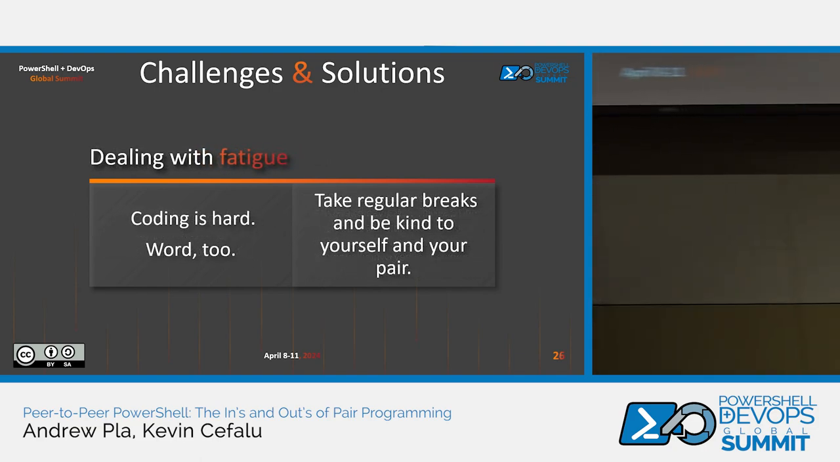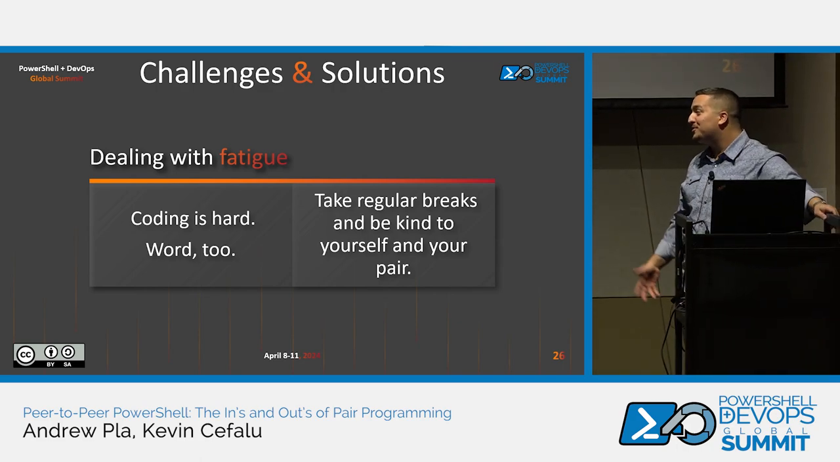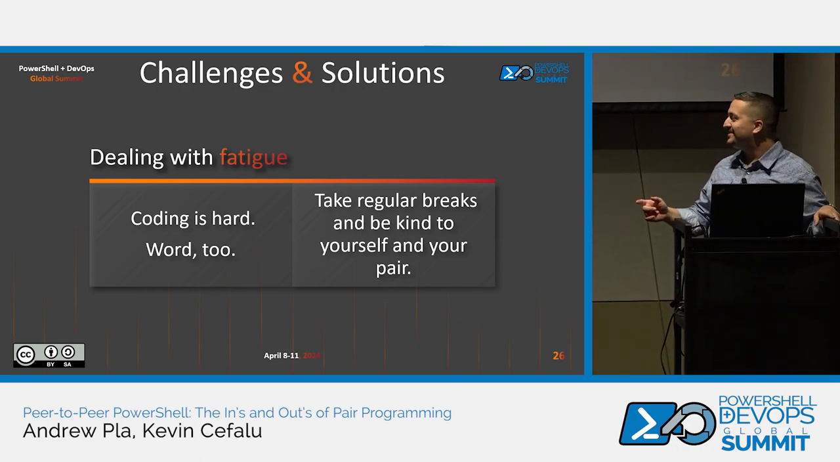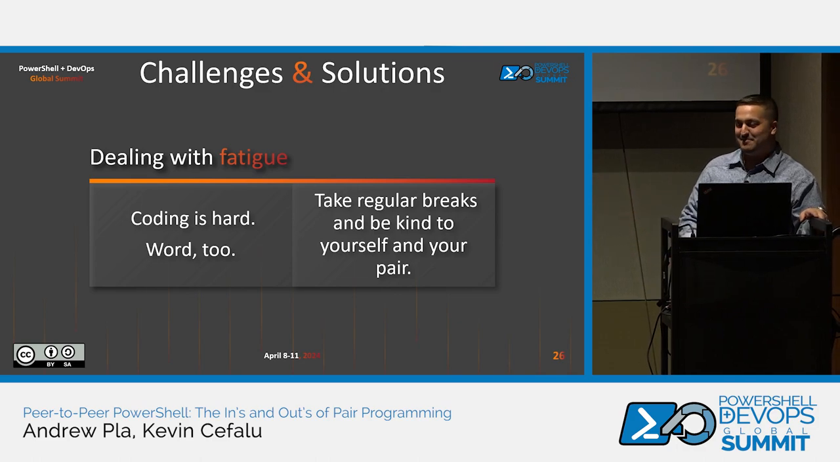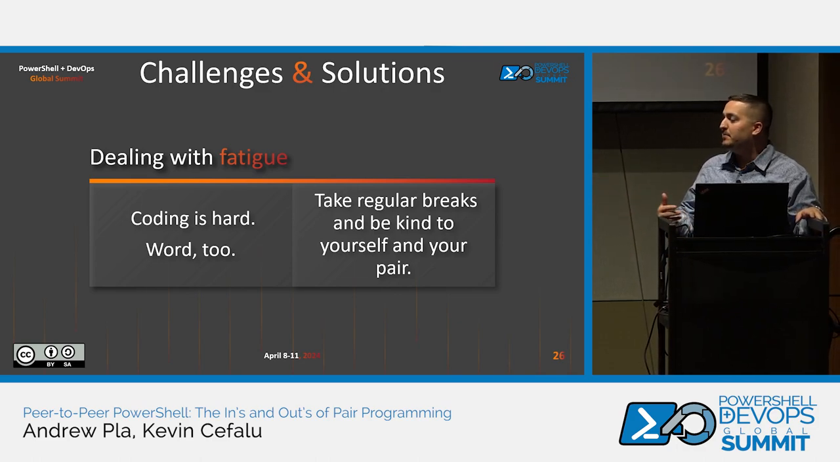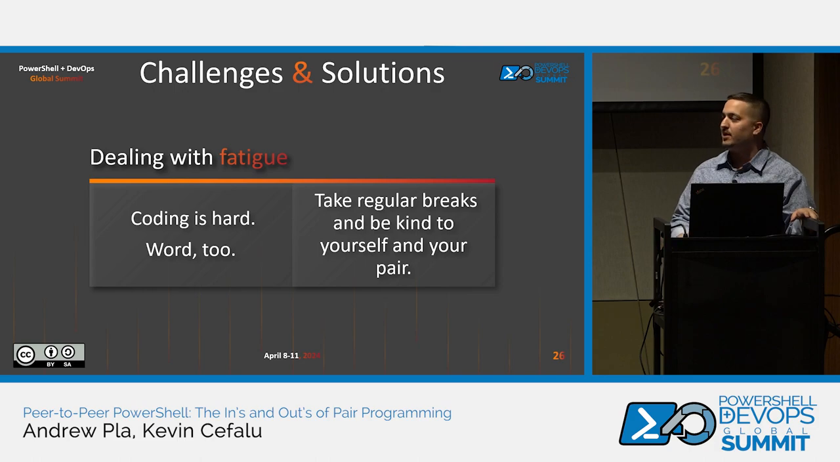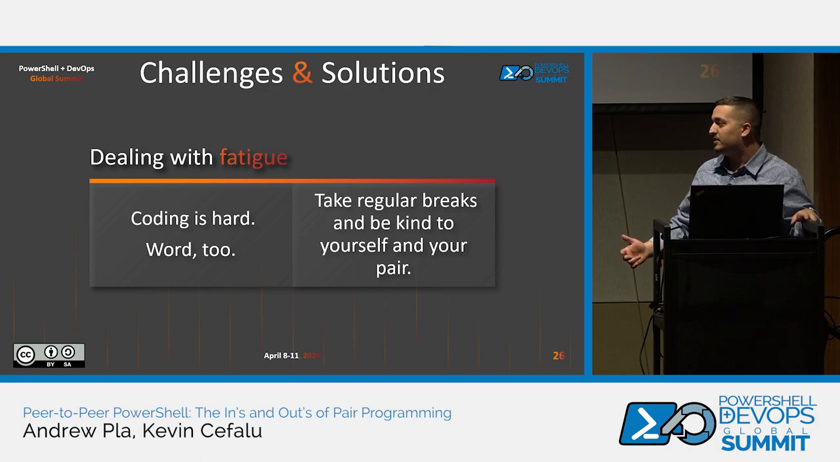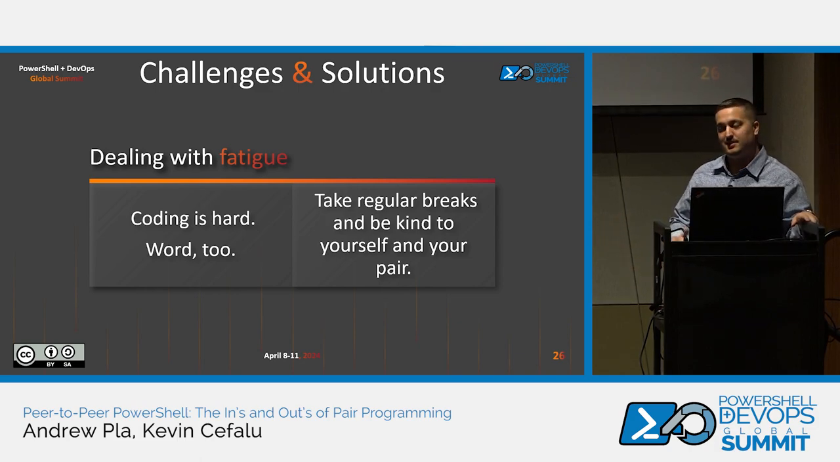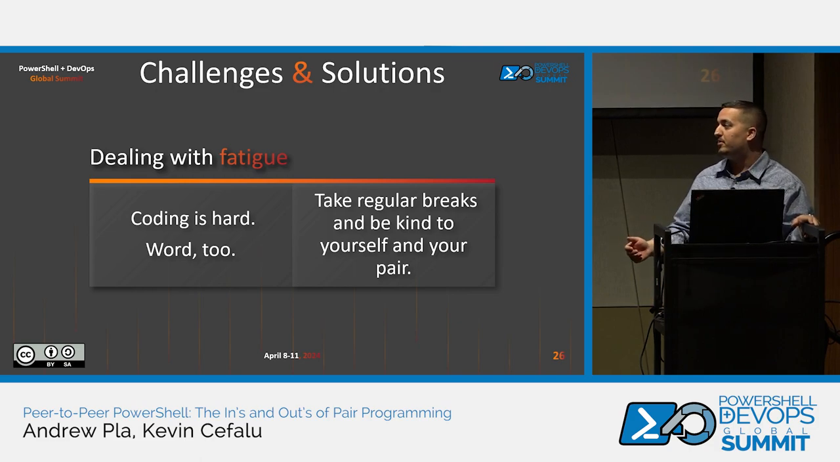Dealing with fatigue. I get tired. Coding is hard. Words are hard. I'm tired doing both now. I am too. We're getting there. But doing both at the same time might be tiring. Life is complex. We have a lot of variables. We don't know everything about everyone else's life. Sometimes your resources can be a little bit constrained. One way to mitigate that is to take regular breaks. Also be kind to yourself, be kind to the person you're pairing with.